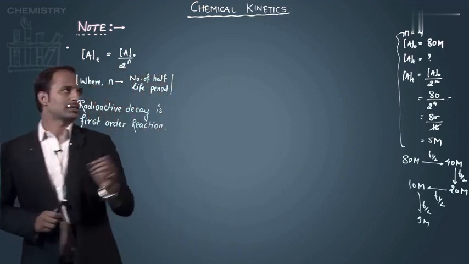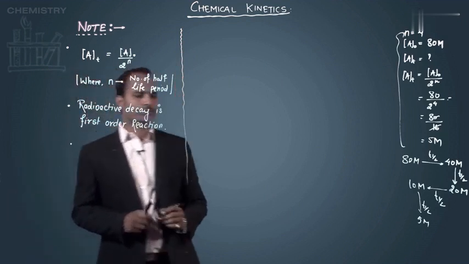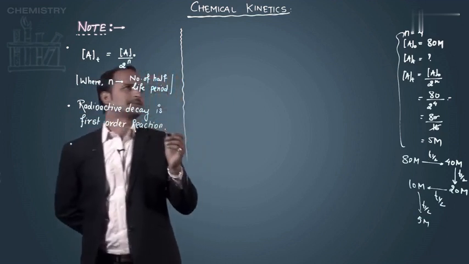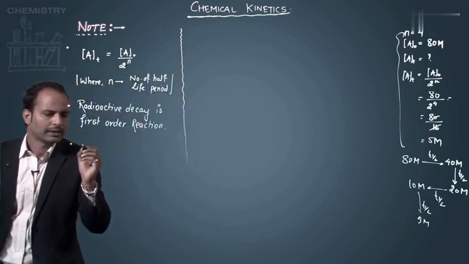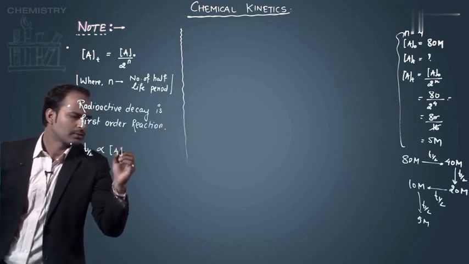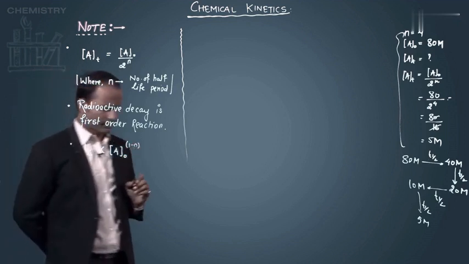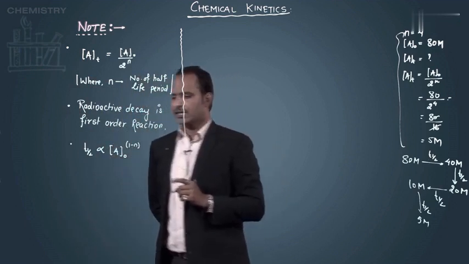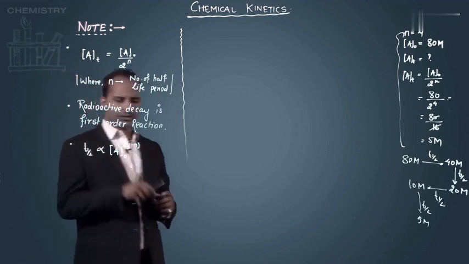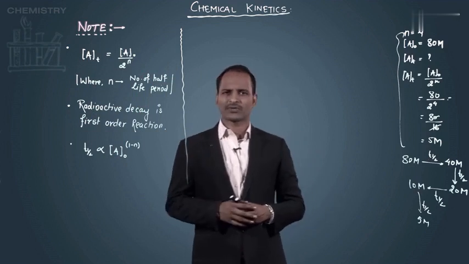Now the third important point is that T half is directly proportional to A0 raised to 1 minus n. T half, that is half-life period, is directly proportional to A0 raised to 1 minus n. So depending on which order of reaction we are having, we can write the relationship between the half-life period and the initial concentration of reactant.